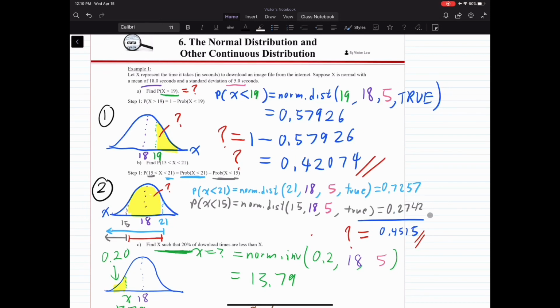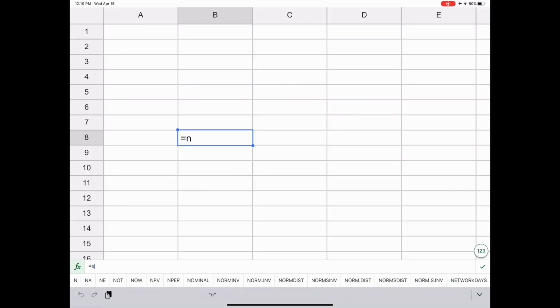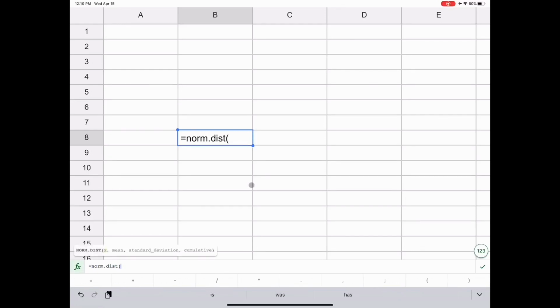So I'll show you that in Excel right now. So equal NORM.DIST, open bracket. It will ask you for 4 variables, right? So 21 is your x, comma, is your mean. Mean is 18, comma, standard deviation is 5, comma, true. Close bracket, and then you press enter, and you're going to get 0.7257. That's the probability to the left of 21.